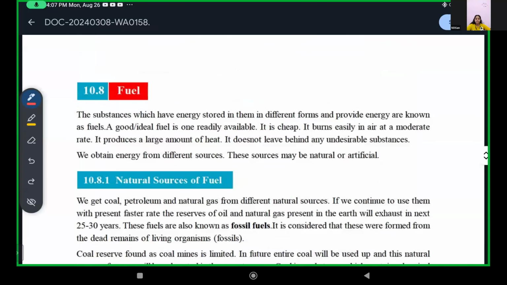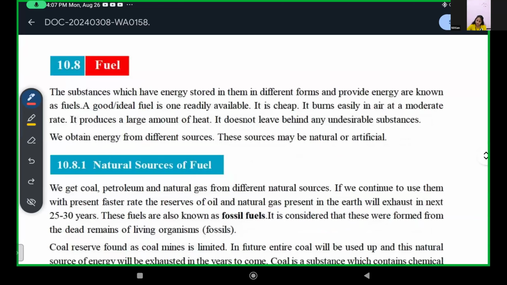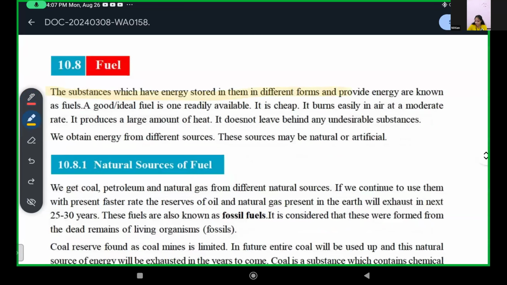Okay, a fuel. So, what is a fuel? What does it mean? Basically, a substance which has energy stored in it in different forms is a fuel. You know what's a form of energy? It could be heat, it could produce heat, it could produce fire. Substances which have energy stored in them in different forms and provide energy are known as fuels.